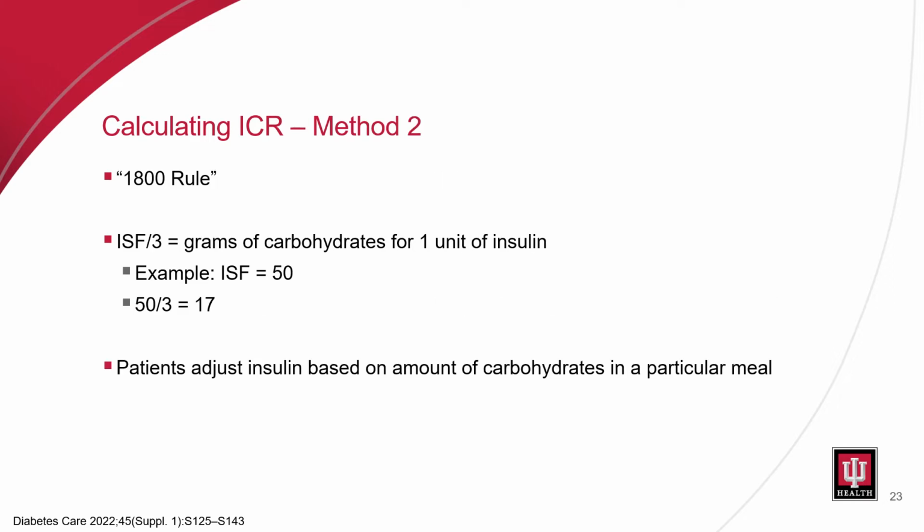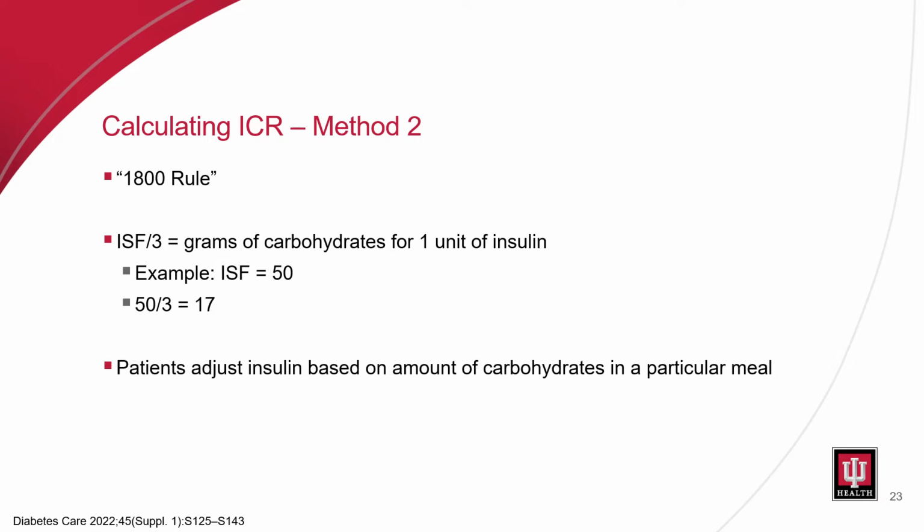The other method, and the one that I tend to use more often, is the 1800 rule again. So we already did the calculation to determine the ISF through the 1800 rule, and then we will divide the ISF by 3 for the number of grams of carbohydrates for 1 unit of insulin. So for our previous example, we calculated an insulin sensitivity factor of 50. If we divide 50 by 3, we would get 17. So rather than being super complex and saying 17, I would probably instruct this patient to give themselves 1 unit of insulin for every 15 grams of carbohydrates that they consume with each meal.